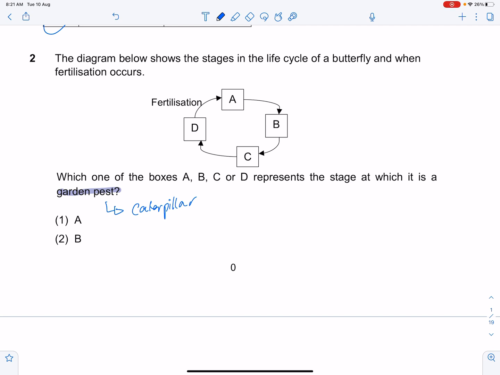So let's take a look. It is stated over here that fertilization has occurred. So we have to think about it in the sense that when fertilization has occurred, what we get after that is an egg. So this is the egg stage. And then from the egg stage, it will hatch, and that's where we get our caterpillar. And then you have our C, which is your pupa.